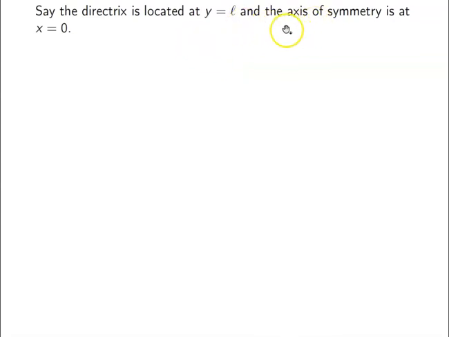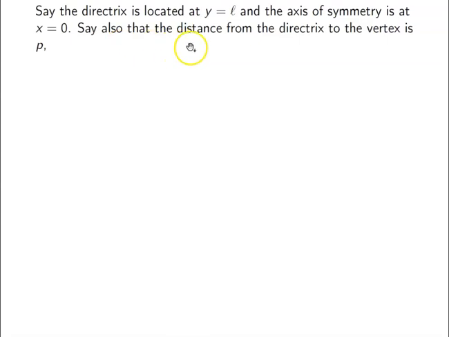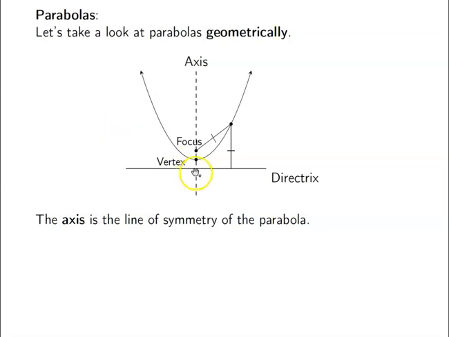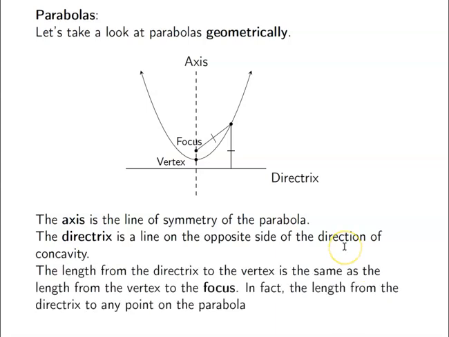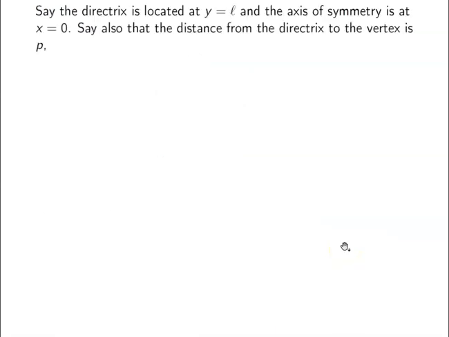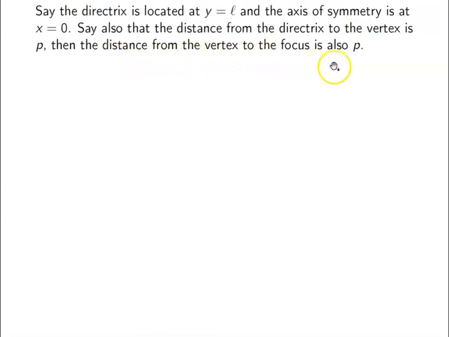So for simplicity, we're going to say that the axis of symmetry, however, does lie on the y-axis at x equals 0. So say also that the distance from the directrix to the vertex is p. So if the distance from the directrix to the vertex is p, that means that the distance from the vertex to the focus is also p, since those two lengths are always equal. Okay? So then the distance from the vertex to the focus is also p.